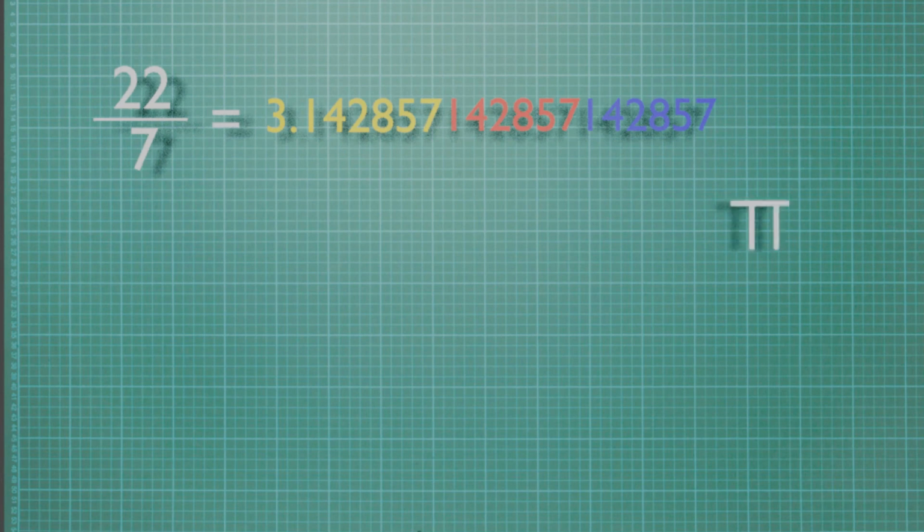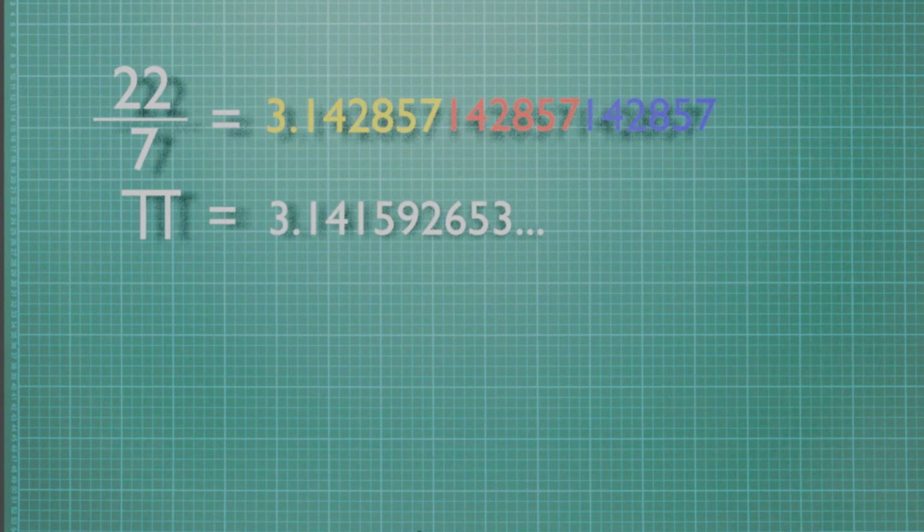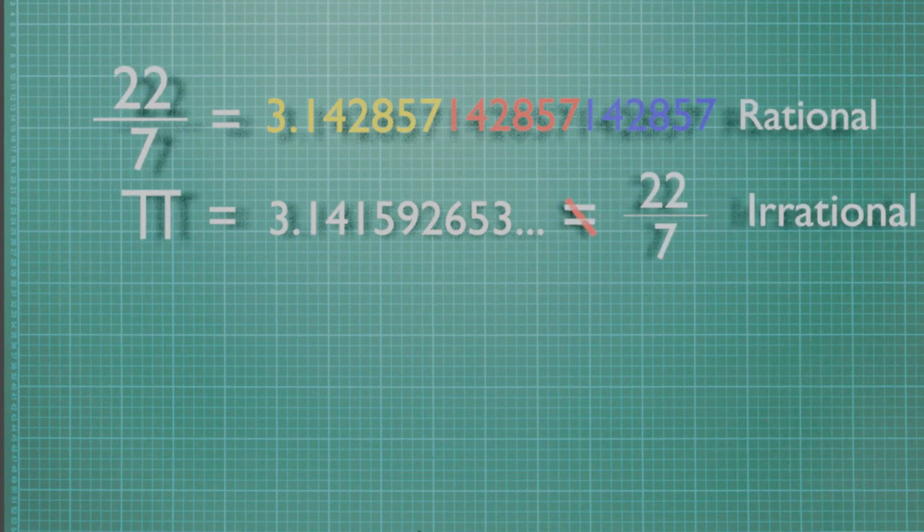Numbers that follow a pattern, despite the digits being infinite, are rational numbers. Okay, back to pi. The value of pi is 3.141592653, which is not 22 over 7. Hence pi is irrational while 22 over 7 is rational.